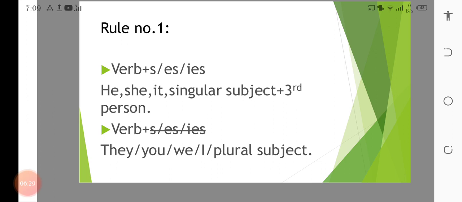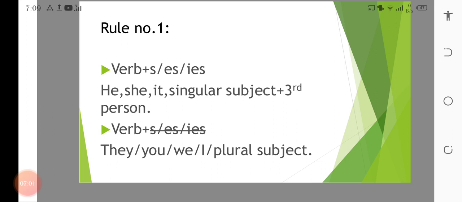Now talk about the singular subject plus third person. Singular person, we can say, means one person only, a single person, like he, she, it; we are talking about one person. So as with that singular subject, we can use a name in the place of he, she, it. Like in place of he, I can use the name Ahmed. Ahmed jumps in the swimming pool. So Ahmed here is the singular subject.